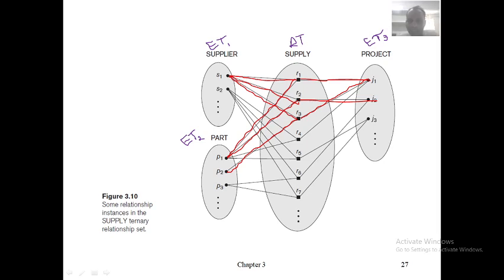Understood? Try to understand this. If only supplier and project are there, what part is he supplying? That part we need, no? That's why we need one more. Got it? Similarly, what is this? Supplier 2.